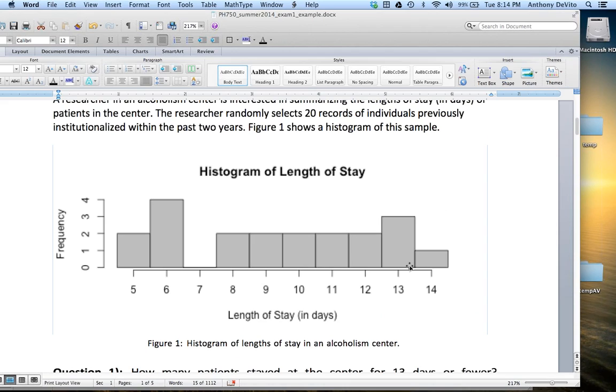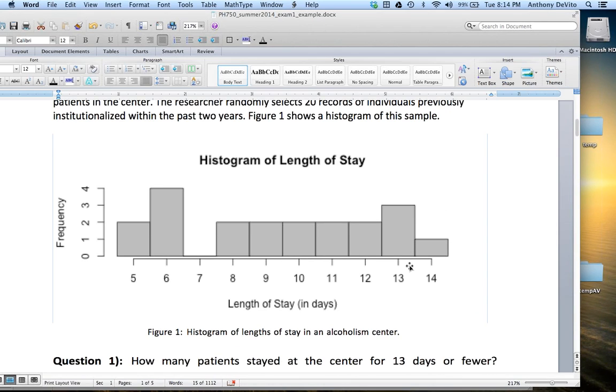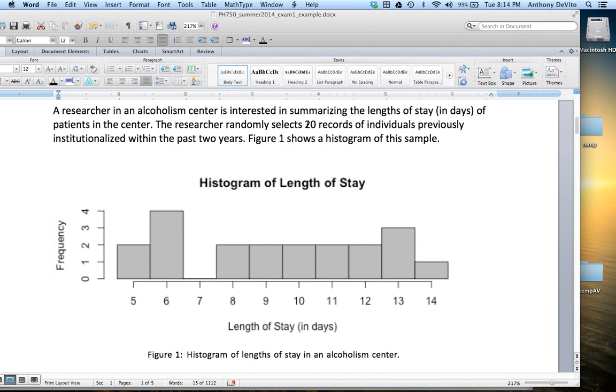Okay, so first, this should be pretty familiar to you. This is a histogram. This histogram represents the length of stay for patients in a hospital medical care facility. The frequency represents the number of patients. We randomly selected 20 records of individuals. So how many people are in here? What's the sample size? There's 20 individuals.